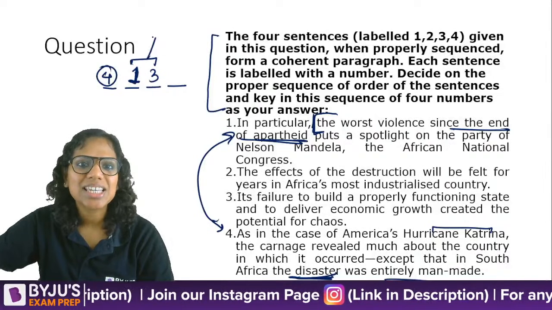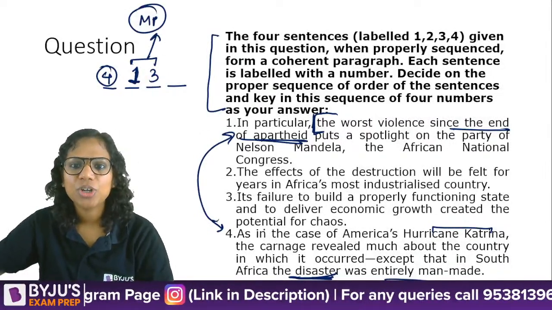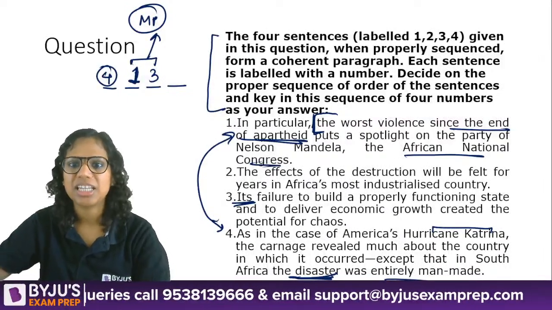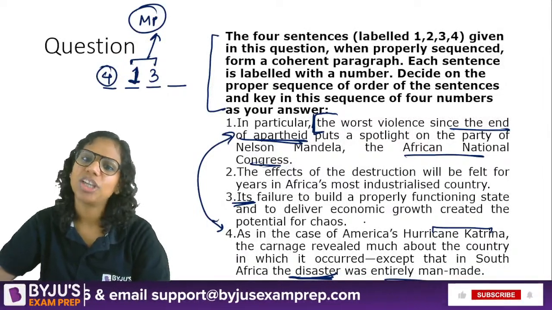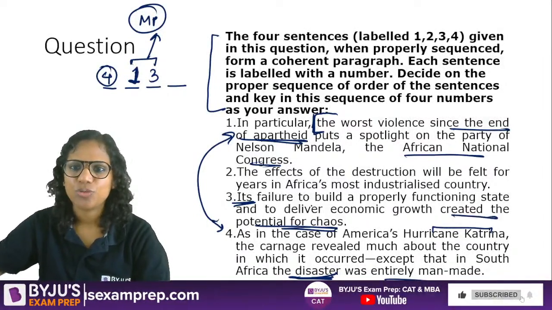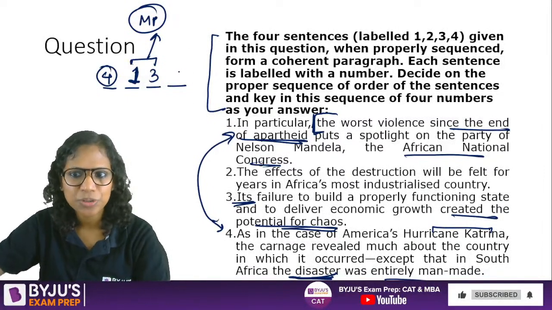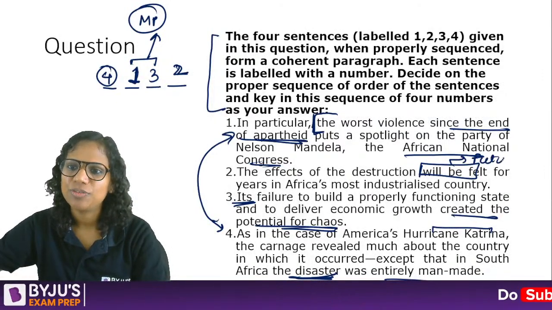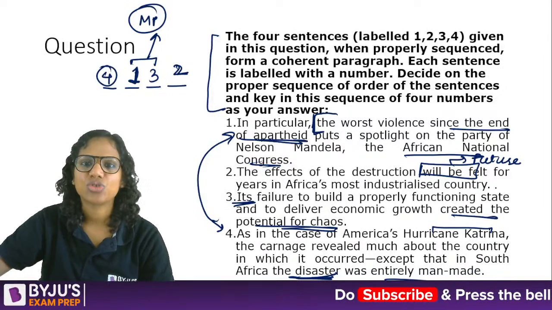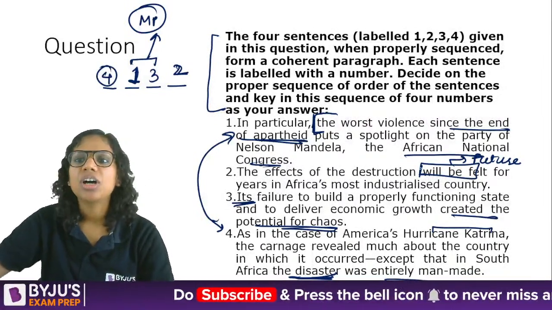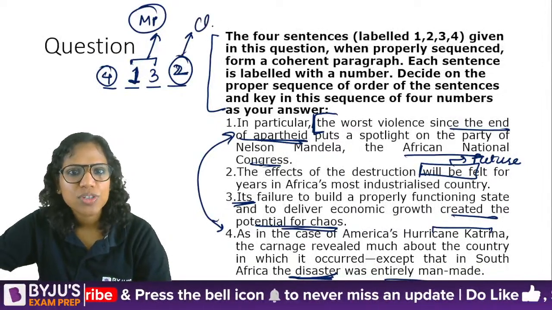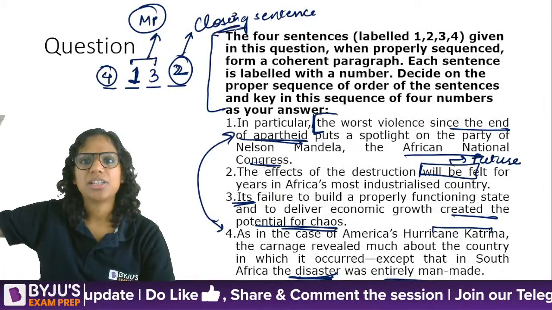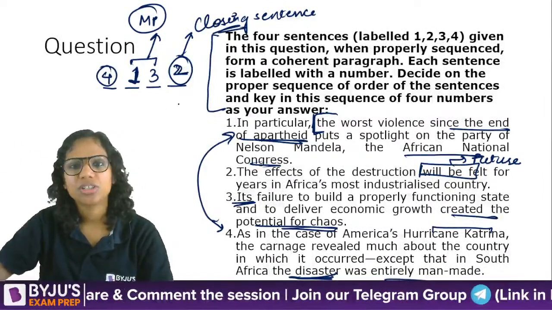I think this was the easiest bit to identify because its failure, whose failure? The African National Congress's failure to build a properly functioning state and to deliver economic growth created the potential for chaos. Okay, they created the potential for chaos, and the effects of the destruction that has happened will be felt. See, will be. We are going to the future tense. Will be felt for years in Africa's most industrialized country. Right now, this is a sort of a closing sentence. It's in fact a good closing sentence that okay, something bad has happened and its consequences will resonate, its consequences will reverberate for years to come.